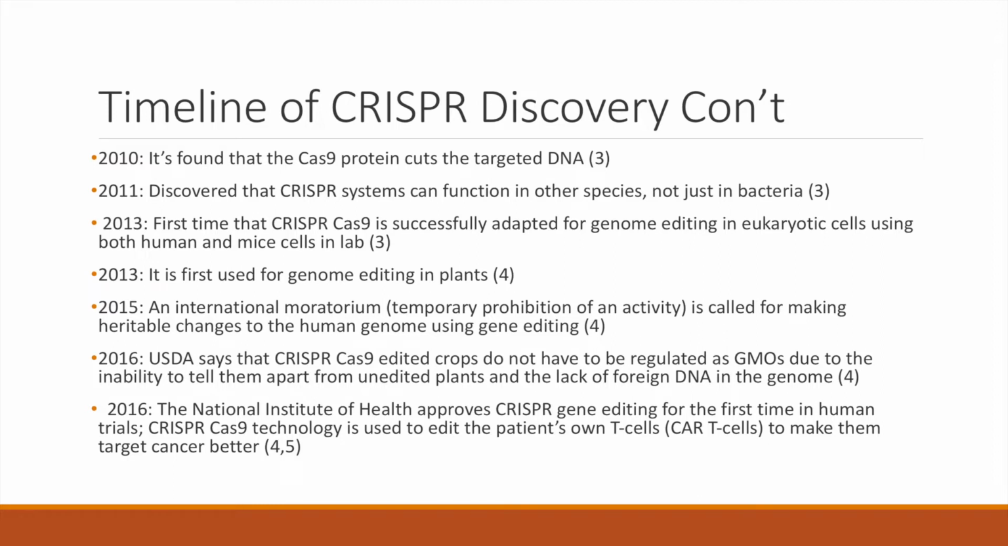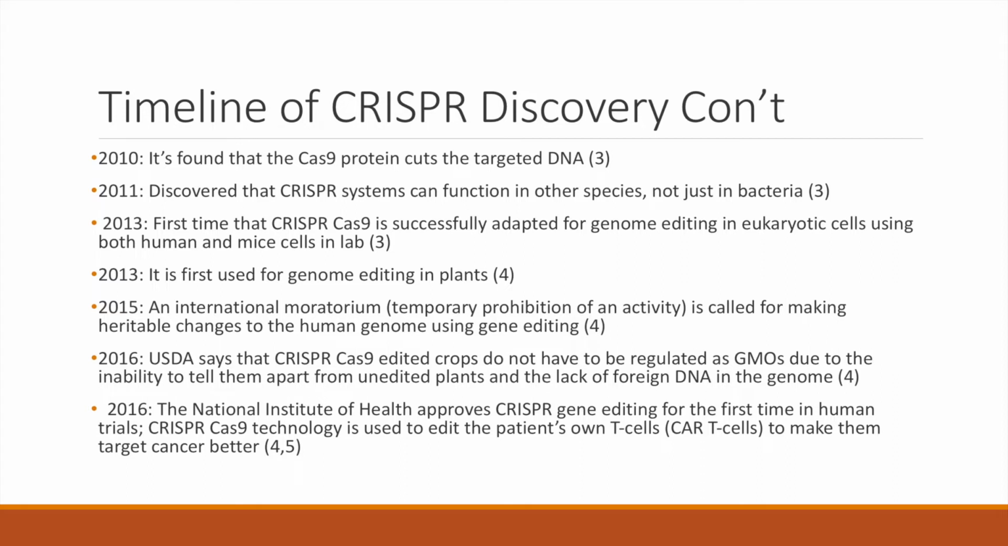In 2013, there was the first time that CRISPR-Cas9 is successfully adapted for gene editing in eukaryotic cells, and this was done with both human and mice cells in the lab. In 2013, it was also discovered that it can be used for genome editing in plants. And then in 2015, they've made up some laws. You couldn't edit human genomes with this type of thing because it's too easy to do, and they wanted to prevent people making changes to the genome because that's now dangerous because we don't know a lot about this.